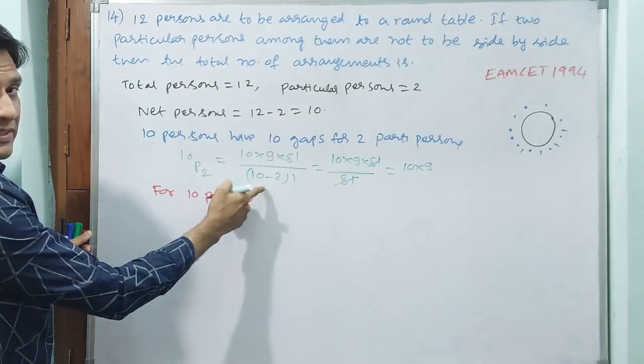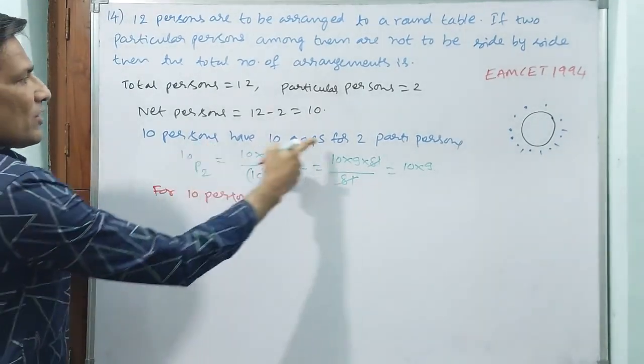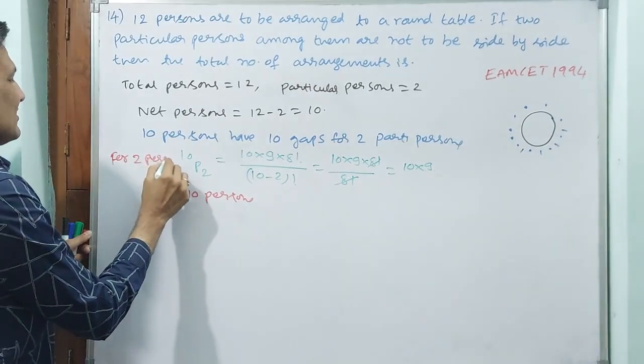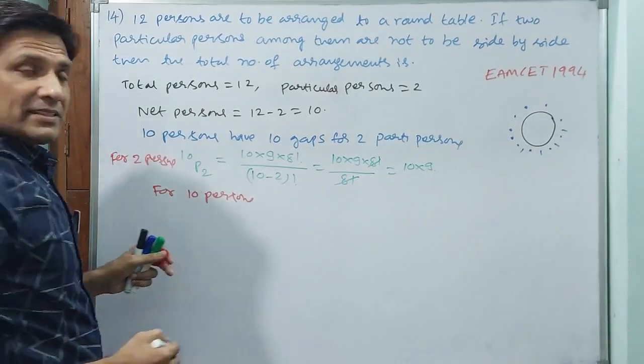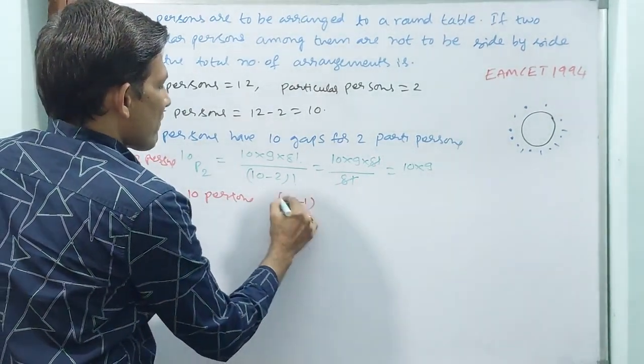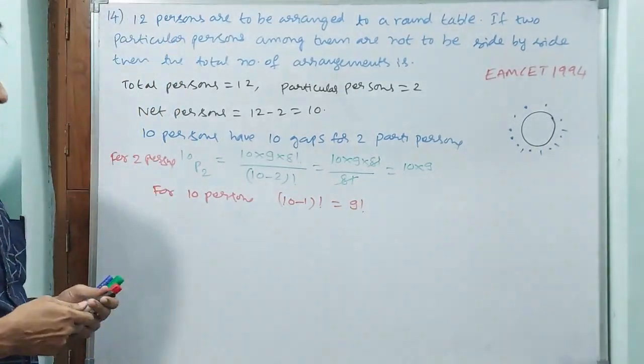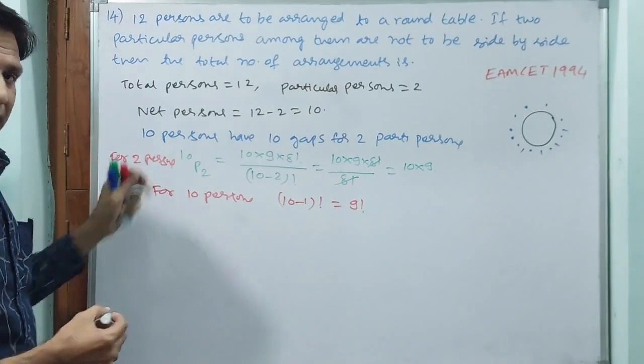See, this is for 2 persons. Okay? 2 persons, for 2 persons. For 10 persons, 10 minus 1 factorial, that is equal to 9 factorial. Okay? Now, what is the resultant?